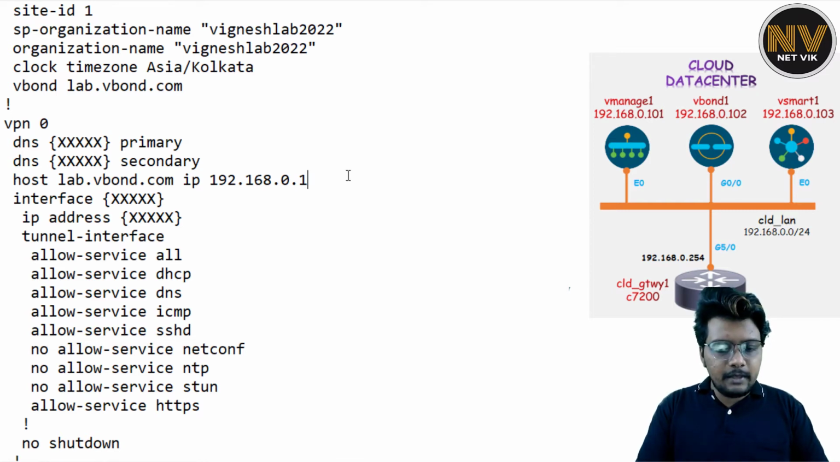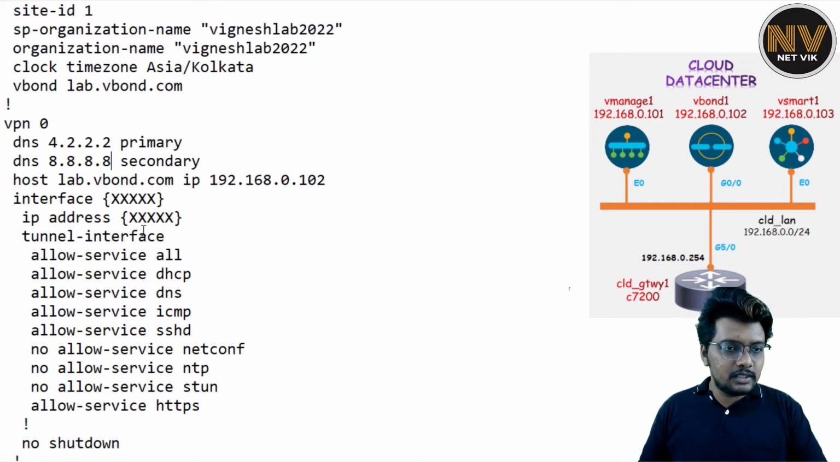Okay, the IP is 102 for our vBond as per the diagram. So if you look at the diagram which I have provided to you, the vBond tunnel interface IP is planned to be 192.168.0.102. That is the IP I'm going to give here. And then DNS, I'm going to use the public DNS in my lab. Remember, if this is production, this will be your internal DNS, right? And the interface is going to be ETH1.